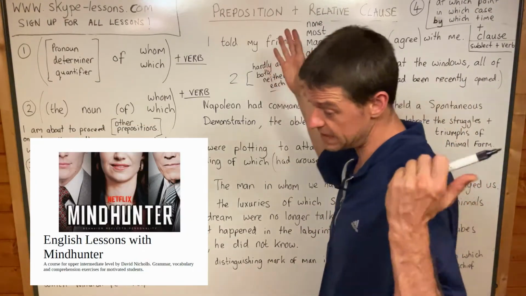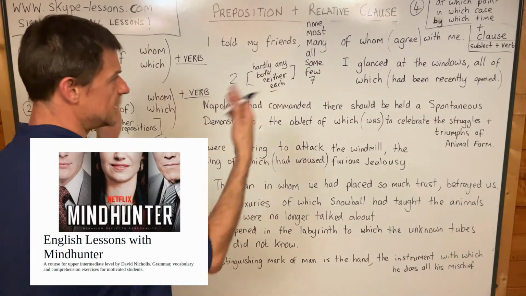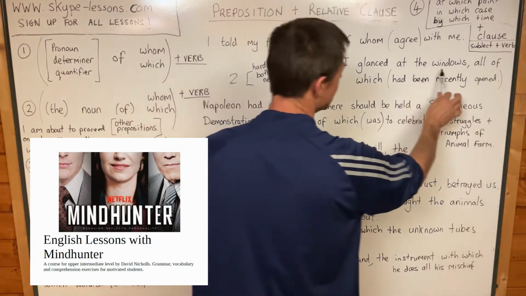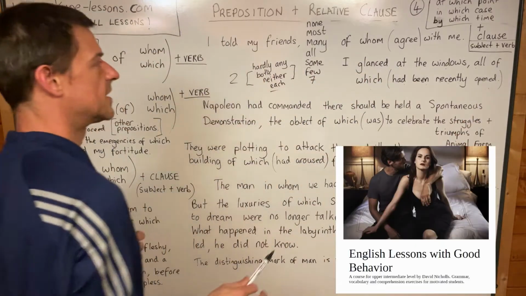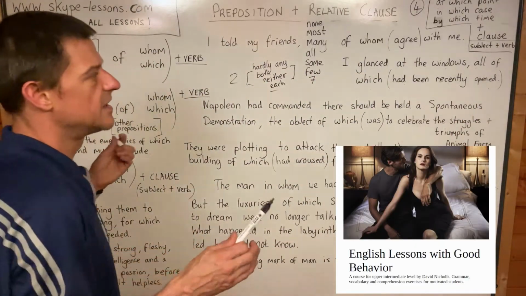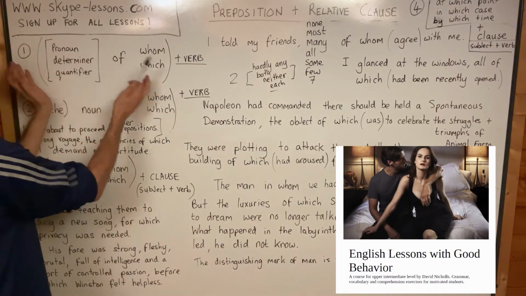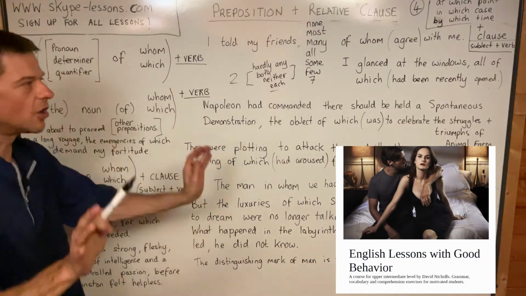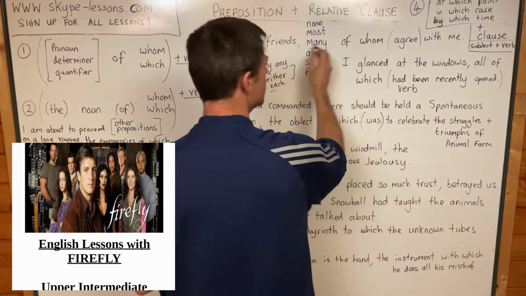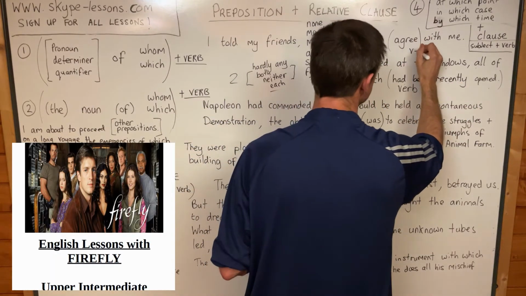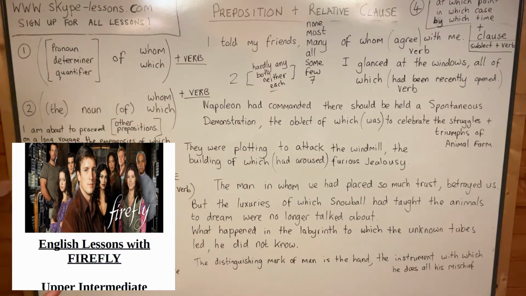Okay, so we can use these words and then an of and then a whom or a which, depending on whether we're referring to people, in which case whom, or things, in which case which. So here's another example. I glanced at the windows, all of which had been recently opened. Okay, so they're just 2 simple examples. And what I want you to notice is that each time we have all of whom, both of whom, none of which, plus verb, not plus clause. You've got a verb here, had been opened. You've got a verb here, many of whom agree. And that's very important, because you will see that that's different from number 3.